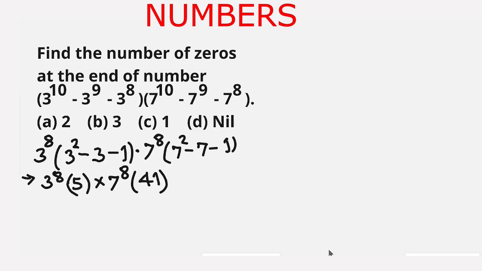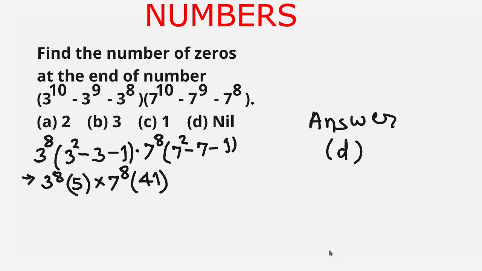And on observing this, we cannot have any even number in all the multiplications or in all the constituent numbers. So there will not be any even number to be multiplied to 5 to make a 0 at the end. So there will not be any zeros at the end of the given number. And from the given options, our answer is option D, nil or no zeros. I hope you have understood the concept behind it and the method of solving this question.